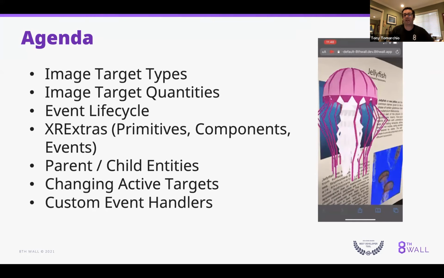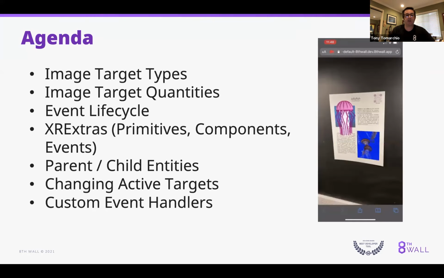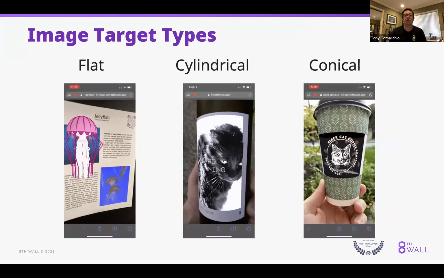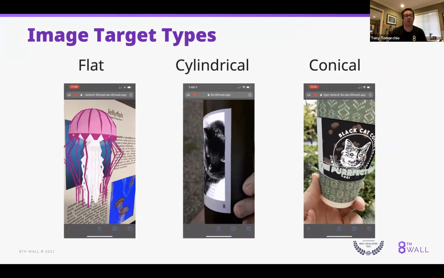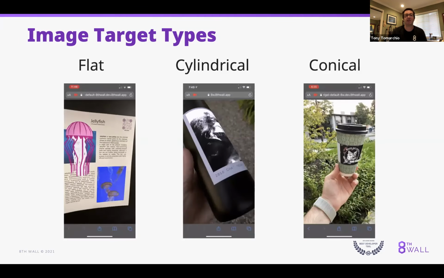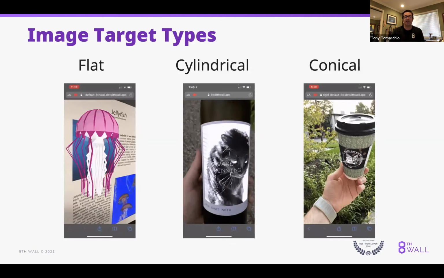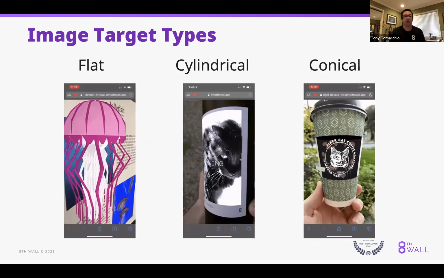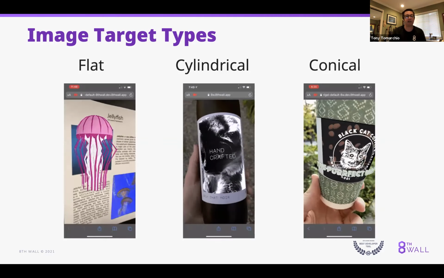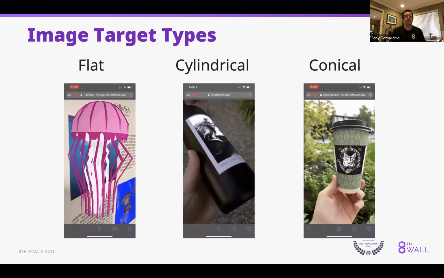So a couple of basic slides here, and we'll get into more advanced things gradually as we go. Today we support different types of image targets. We support both flat and curved. Specifically, for curved, it's cylindrical and conical. Flat image targets are great for tracking 2D images like posters, signs, magazines, boxes, billboards, and so on.